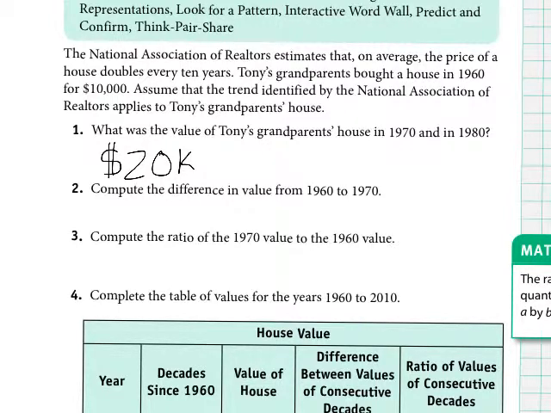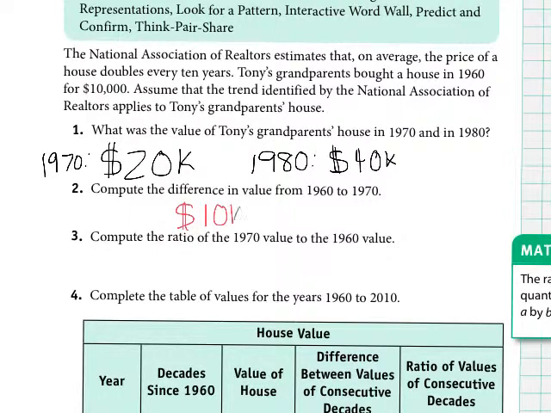Compute the difference. Oh, sorry. We're not done with that problem yet. What about 1980? So this was 1970. And then in 1980, another decade, it should double again to give us 40K, right? All right, so then it wants us to compute the difference from 1960 to 1970. So what was the difference between 1960 and 1970? $10,000, right? $10,000 is the difference. And then it wants a ratio.